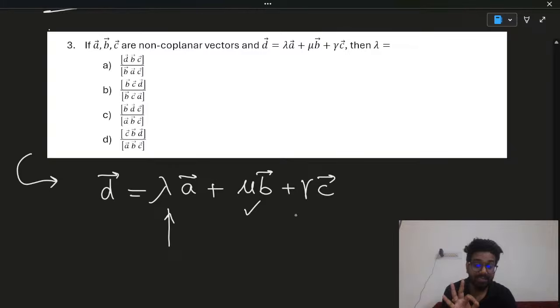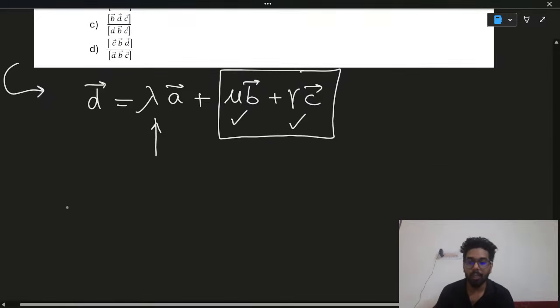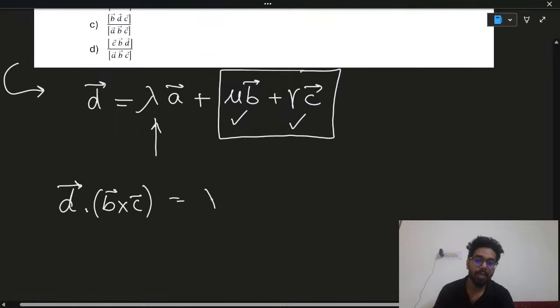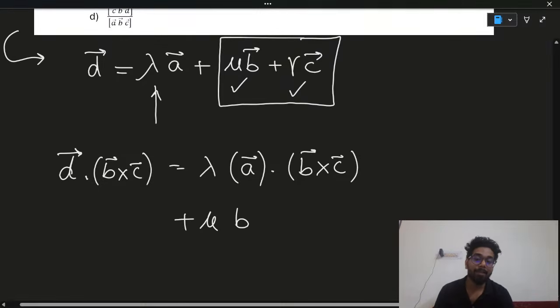So, I have to eliminate these two. Now, how can I eliminate these two? By multiplying by something such that this portion becomes 0. B multiplied by something will become 0 only when B is multiplied with its normal vector. A normal of B and normal of C at the same time is B cross C. Correct. So, I am going to take a dot product: D dot B cross C equals lambda times A vector dot B cross C, plus mu times B vector dot B cross C.